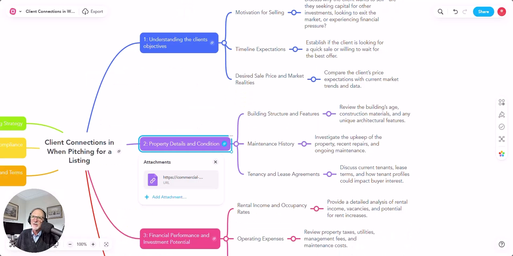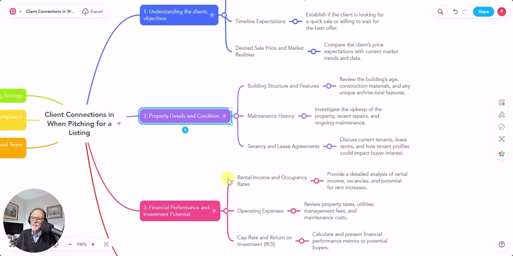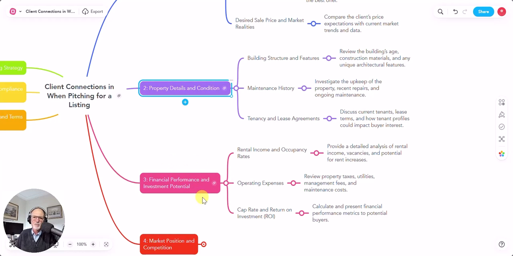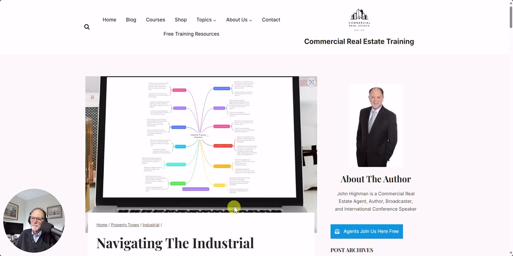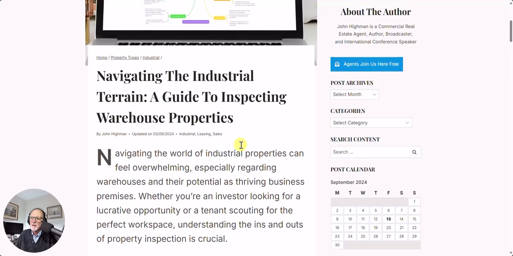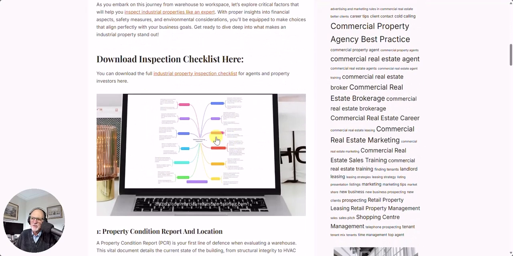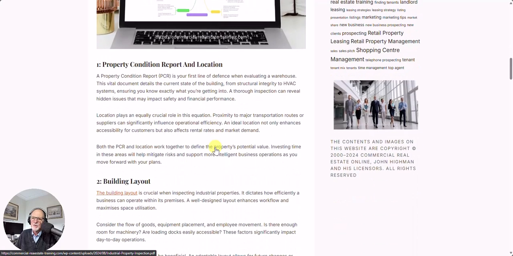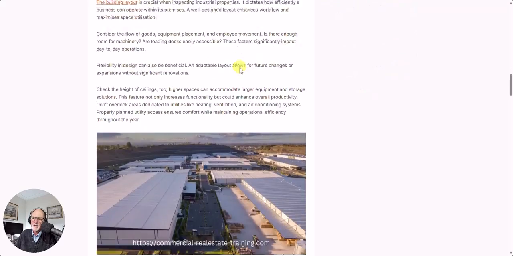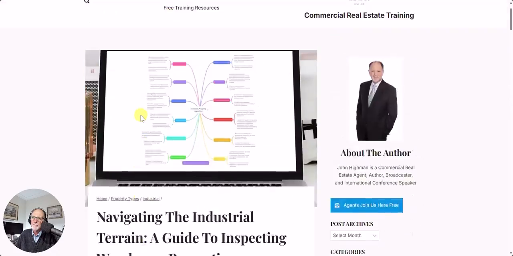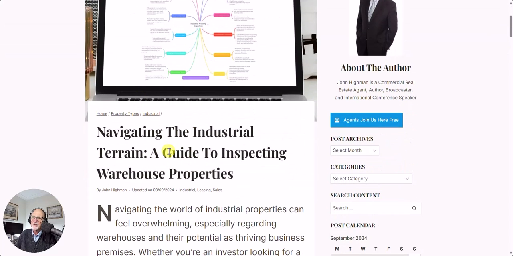Let's go back to the next particular article that I've mentioned for you. This one here, Financial Performance and Investment Potential. Now this article will help you regards that, and there is a mind map here. It's an industrial mind map, so you can get a copy of it from the website. All of the things here will help you investigate an industrial property for potential sale. Now, there is a download at the website for that, so you can download the whole chart there. And of course, there are many different things for you to look at: building location, layout, property condition report, etc. And it goes into many other things here for you. So that's this particular topic as well.